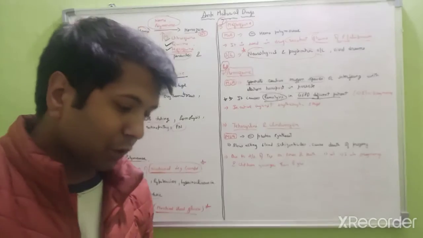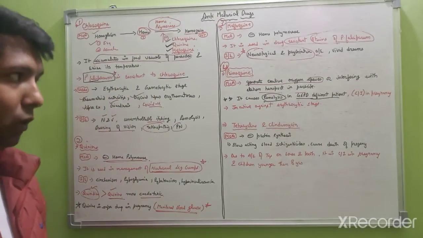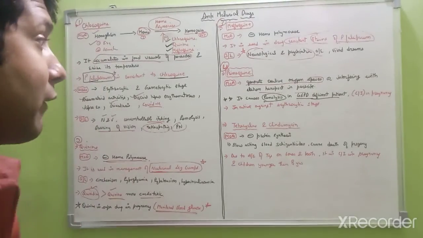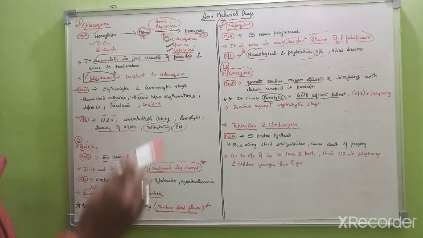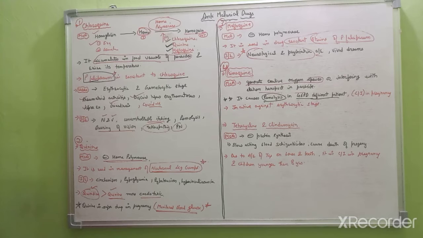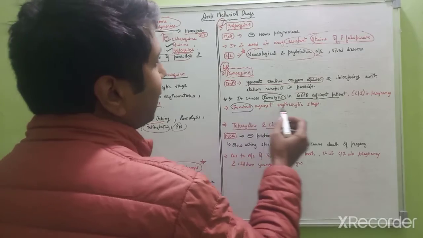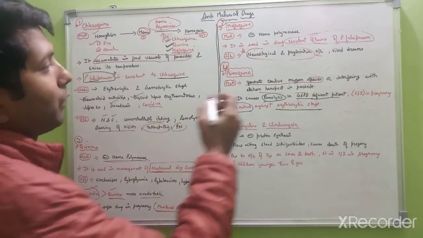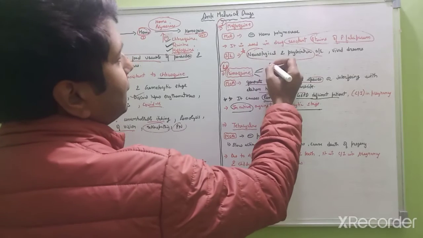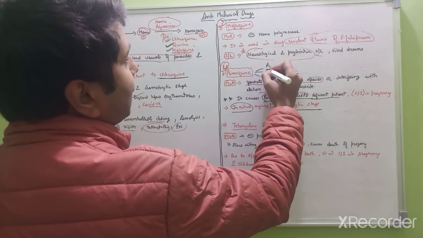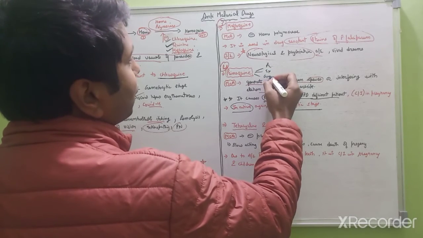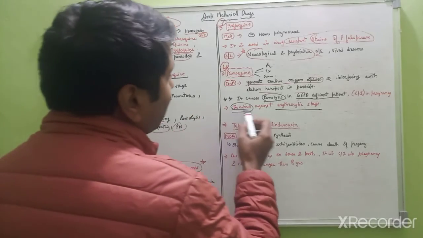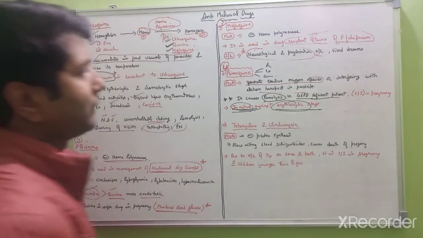Suppose we give primaquine to a G6PD deficient patient, then we have to give the dose very precisely. Remember, primaquine is a drug which acts on three stages. First is pre-erythrocytic, second is exo-erythrocytic, and the next one is the gametocytic stage. But remember, primaquine is inactive against the erythrocytic stage.